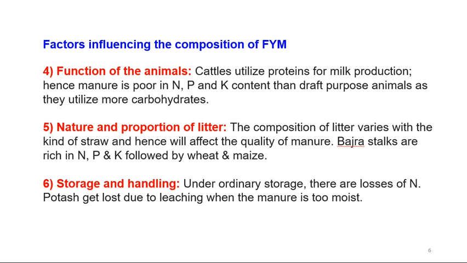Lastly is storage and handling. Under ordinary storage there are losses of nitrogen. Potash gets lost due to leaching when the manure is too moist.